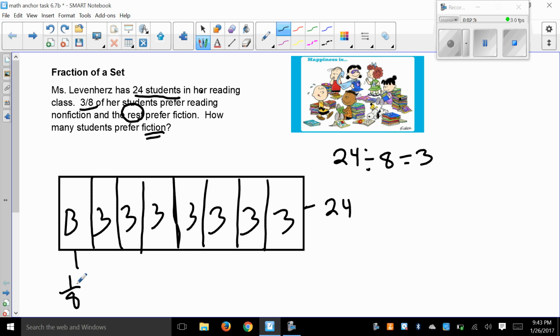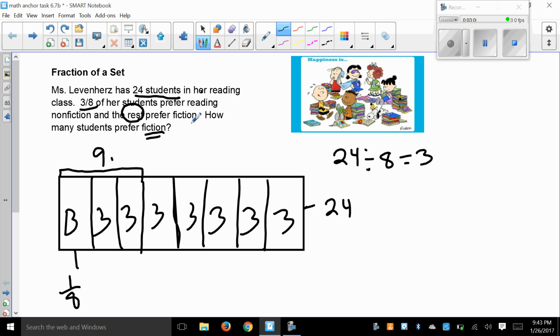So if 3/8 of the students prefer nonfiction, I'm going to section off my 3/8. So that's 1/8, 2/8. And from this model, I can tell that 3/8 is going to have a value of 3, 6, 9. So that's 9 students. I could have done that by doing 24 divided by 8 equals 3, and then taking that 3 and multiplying it by 3 to get 9.